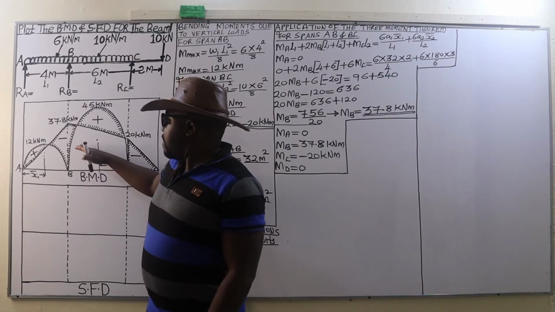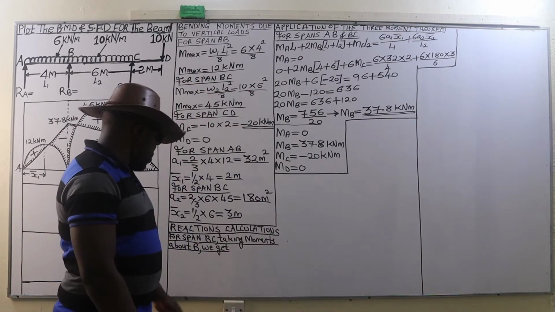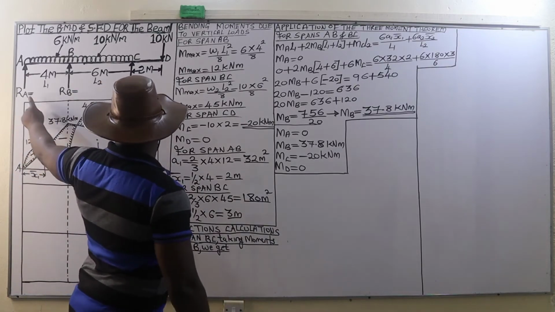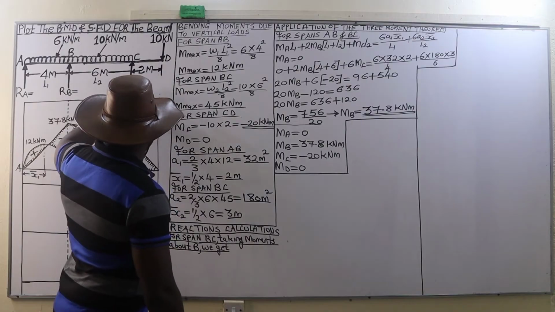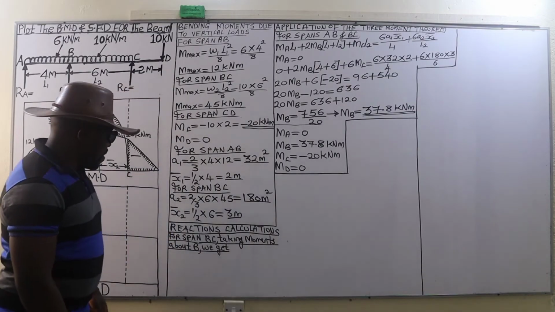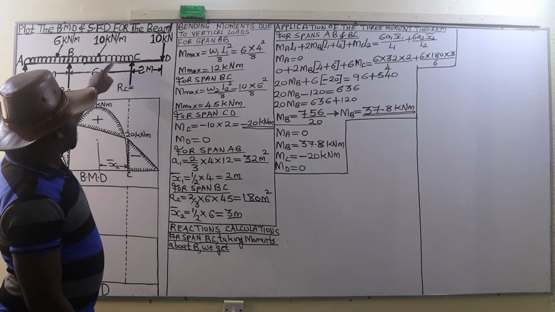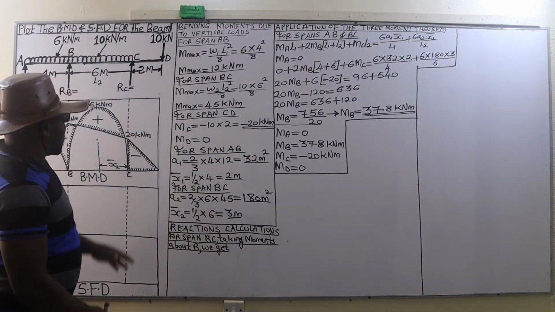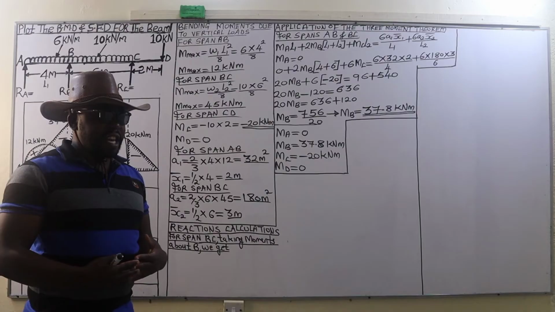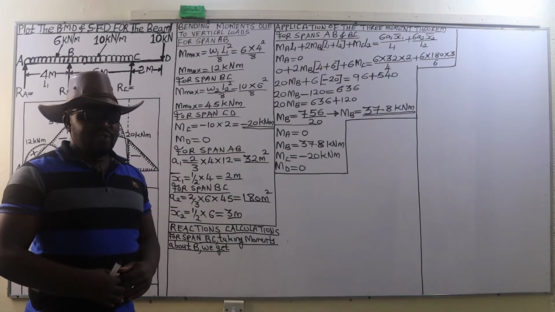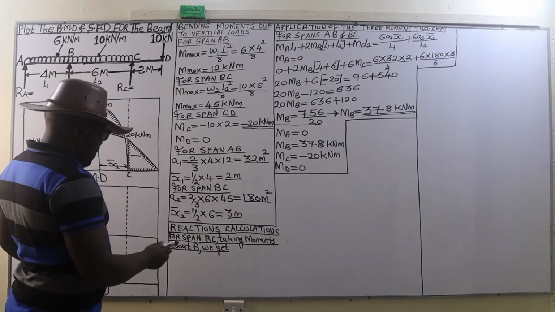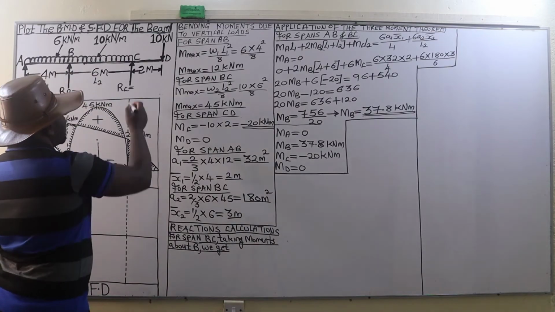After plotting the bending moment diagram, the next thing we are going to do is to calculate the reactions, in this case the reaction at A, at B, as well as at C. And we are going to begin with the span BC, and we are going to take moments about B. Remember, the sum of all the anti-clockwise moments must be equal to the sum of all the clockwise moments.